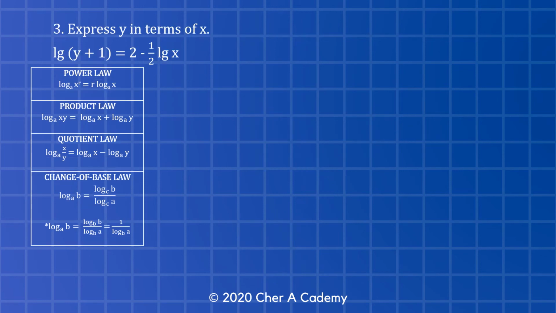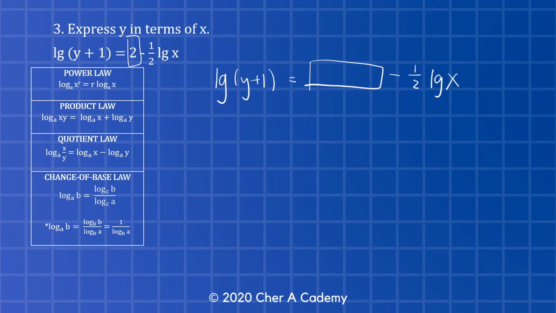Question 3. Express y in terms of x. So I have common log y plus 1 equals to 2 minus half common log x. So the thing about this question is we have a little problem here because this is not in log form. So we'll probably have to change it to log form. Okay, so let's do that now. I have common log y plus 1 equals to this, which we need to find now, minus half common log x.